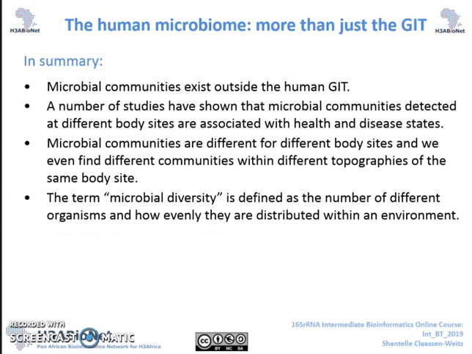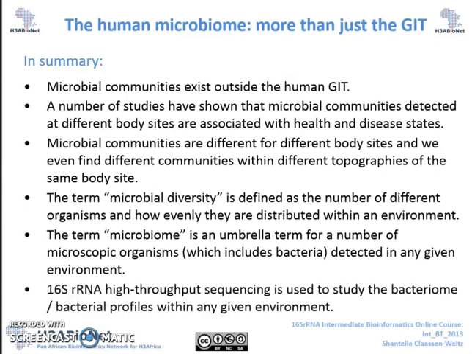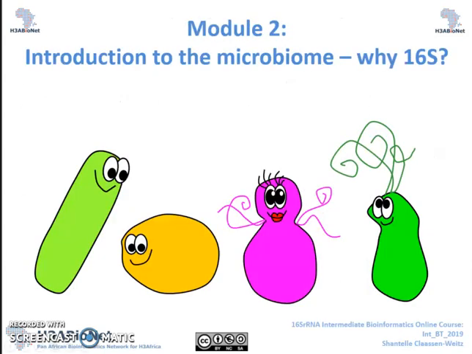The term microbiome is an umbrella term for a number of microscopic organisms detected in any given environment. These include bacteria. 16S rRNA high-throughput sequencing is used to study the bacteriome or bacterial profiles within any given environment. So that's the end of my introduction to the human microbiome and why it's important to study our bacterial communities using 16S rRNA gene sequencing.